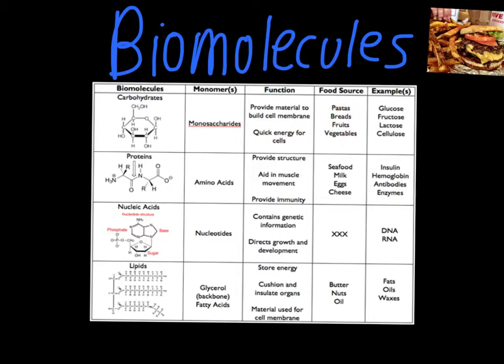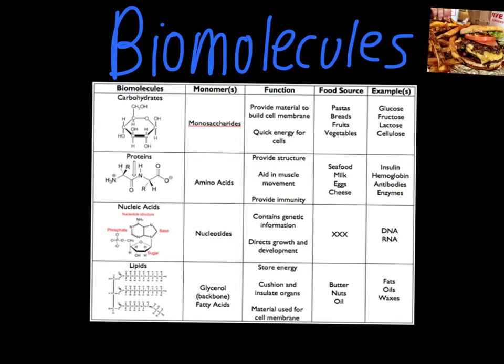Some food sources, this should all be pretty much common sense, right? Pastas, breads, fruits, vegetables, all good places to get carbohydrates. A few of the examples mentioned: glucose here. Fructose is a slightly more complicated sugar. Lactose is the sugar that's in milk. And then cellulose is one of the big carbohydrate components of what makes up the cell wall in plant cells.